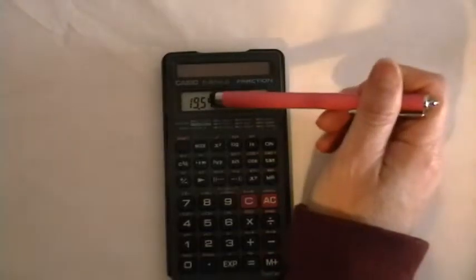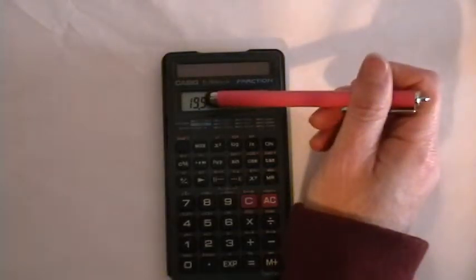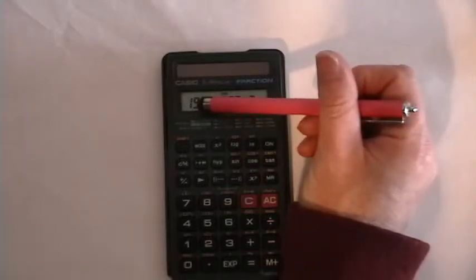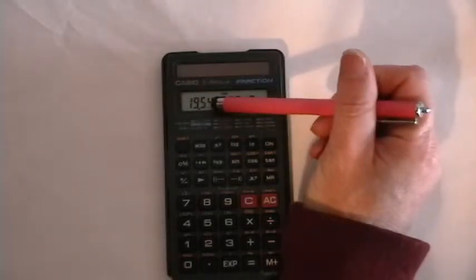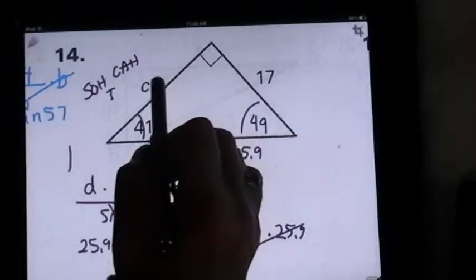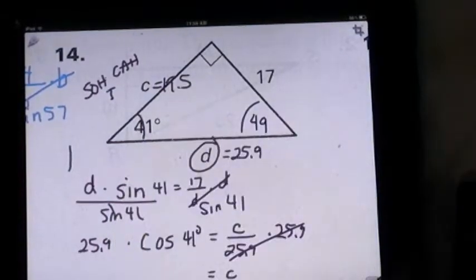Do not use the 6 to make the 4 a 5 and then the 5 to make the 5 a 6. Just look at the 19.5, look at the next digit, which is 4. That's below your halfway point, so it's 19.5. And C equals 19.5.